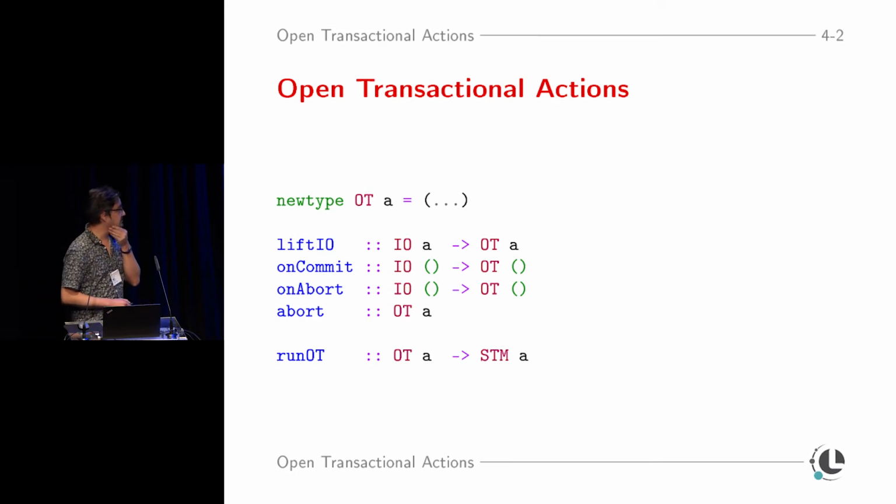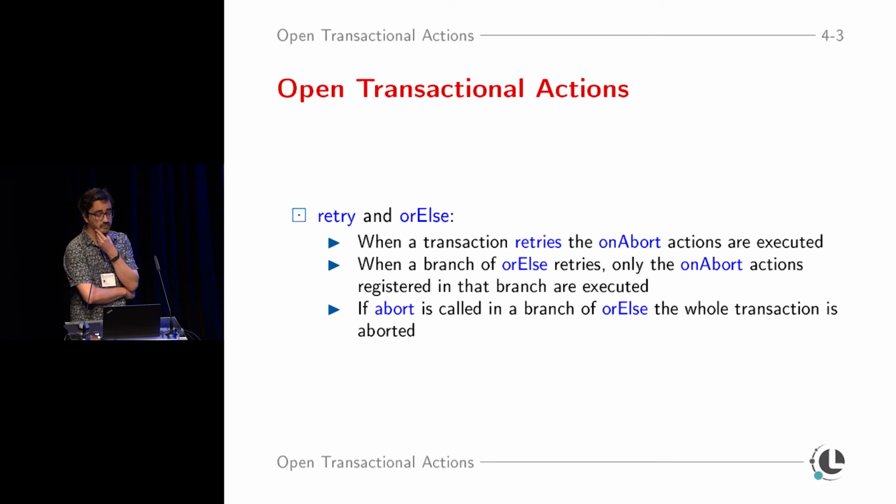So these primitives have a special relationship with retry and orElse. When a transaction retries, the onAbort actions are executed. When a branch of orElse retries, only the onAbort actions registered in that branch of the orElse are executed. And if an abort is called inside of a branch of orElse, the whole transaction is aborted. That's why it is different from retry.